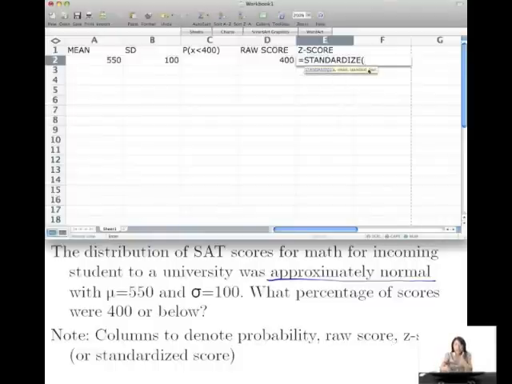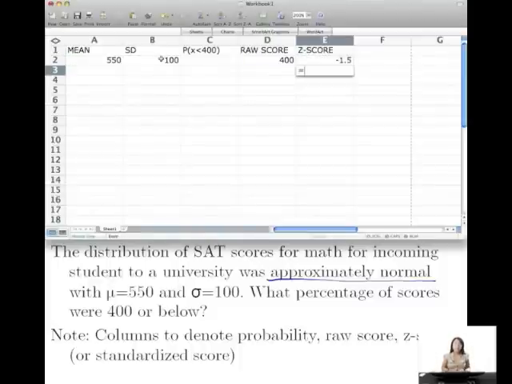And Excel will guide you into what exactly you need. You need your x value, the raw score, the mean, and the standard deviation. And so I'm going to close my parentheses, and I get -1.5. The other way you could do this in Excel is actually do the formula, because you know that you need the raw score minus the mean, and all of that divided by the standard deviation. And I get the same thing, but I just wanted to illustrate for you. That's what the standardized function is doing.